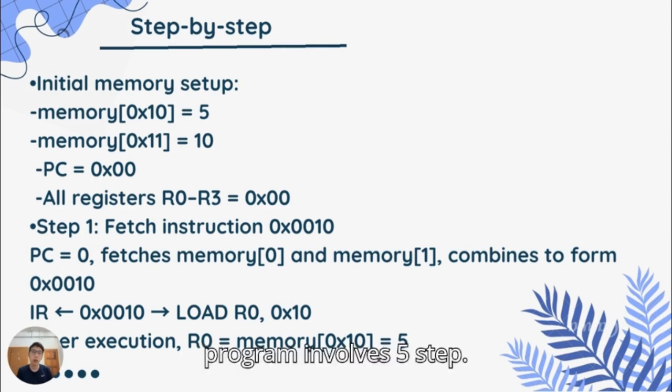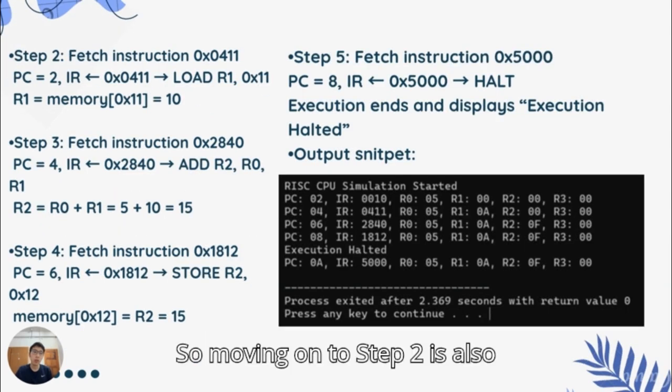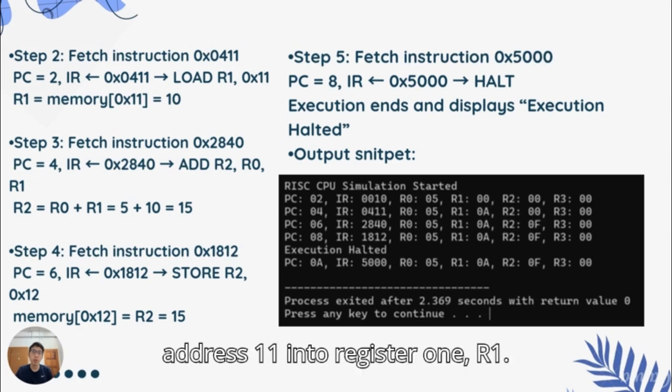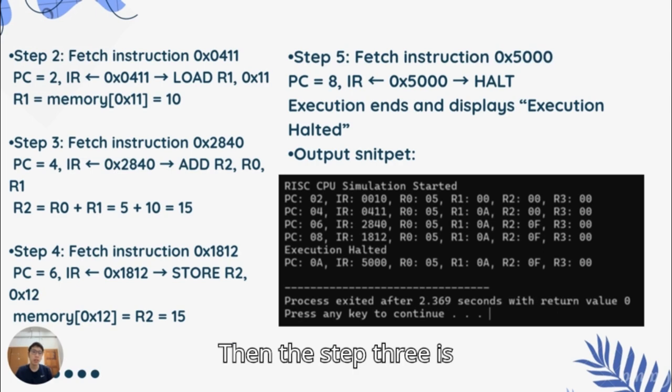So our program involves five steps. The first step is fetching the value from memory address 10 into register 0. Moving on to step 2, we also fetch a value, this time from memory address 11 into register 1.